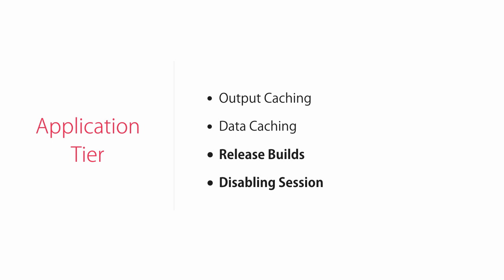So here are the 4 strategies I've covered in this section that we can apply in the application tier to optimize performance. Output caching, data caching, using release builds, and disabling session. Out of this list, it's safe to implement the last 2 without performance profiling, because they're simple and don't add any additional complexity to your application. Next, we're going to look at optimizations in the client tier.